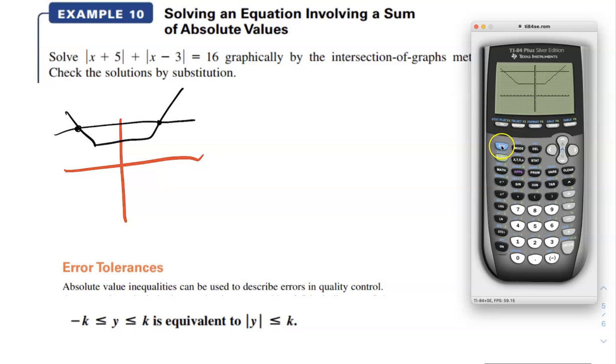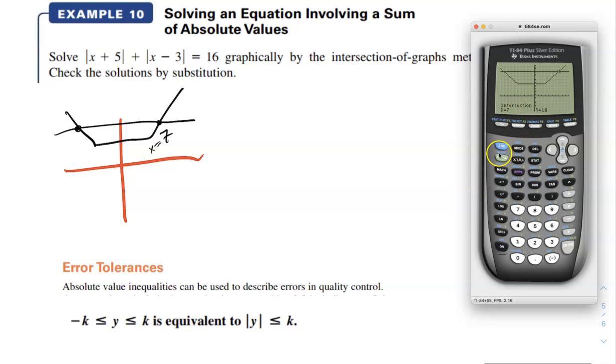So all I have to do is press second, calculate, intersection. We want to move closer to this side. Hit enter a couple times. You get 7. Again, I don't care about the y, it's all about the x value. x equals 7 right there.